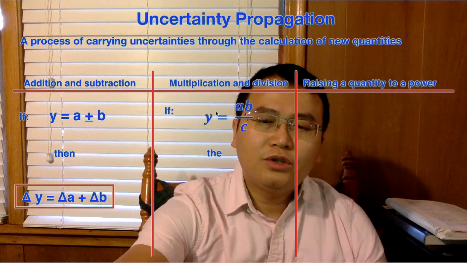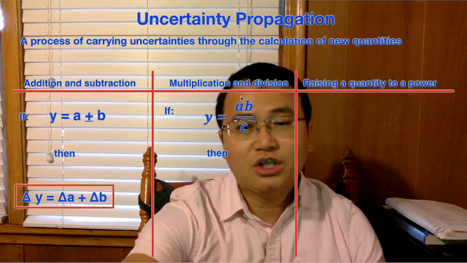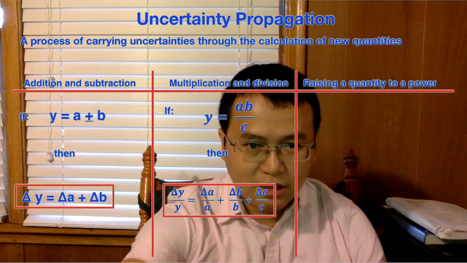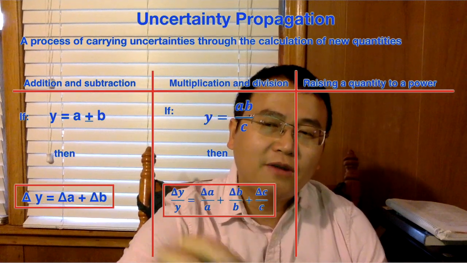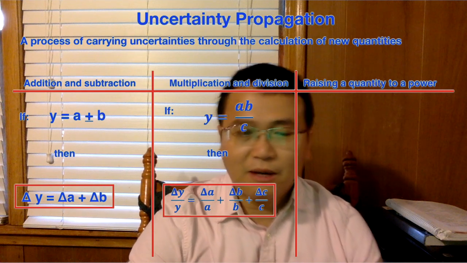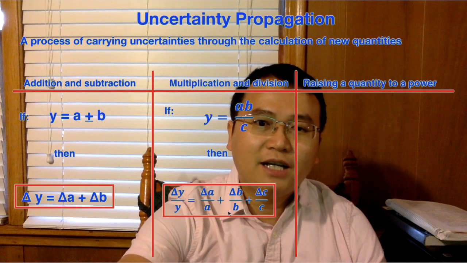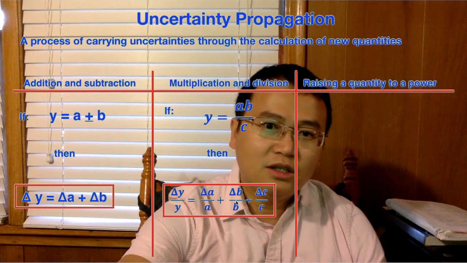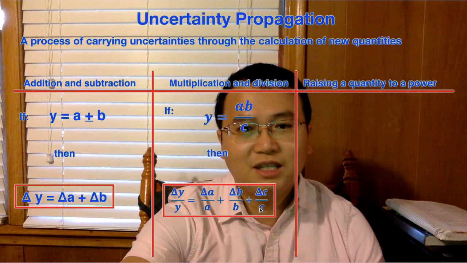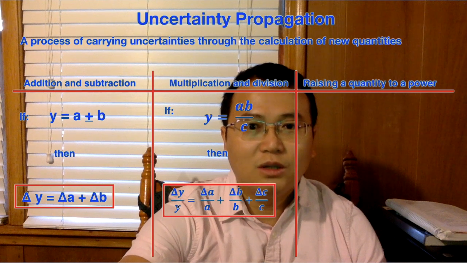In the case in which you either multiply A by B and divide by C, so multiplication or division, what you need to do is use fractional uncertainty. In the previous video, I talked about fractional uncertainty, so if you're not sure, you can go back to the previous video to learn about it. So the fractional uncertainty of measurement A, if you add that to the fractional uncertainty of measurement B plus the fractional uncertainty of measurement C, that will give you the fractional uncertainty of the new quantity here.